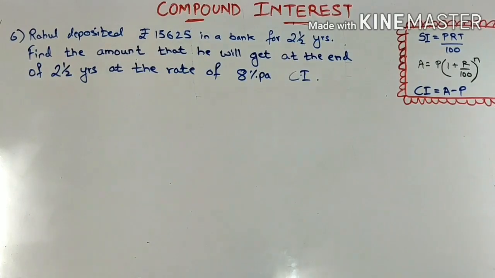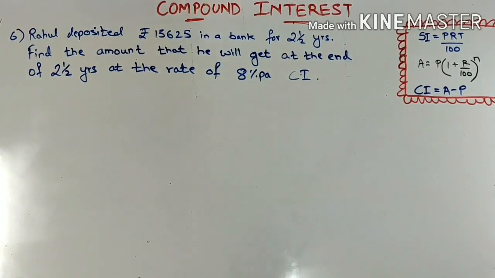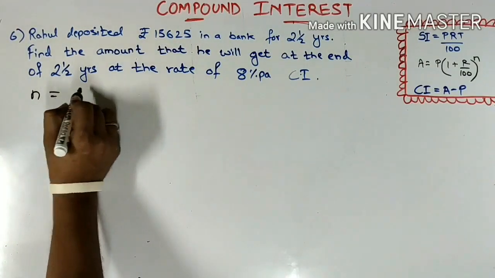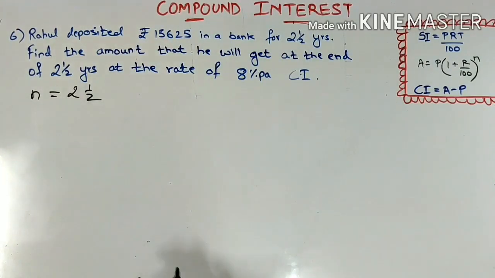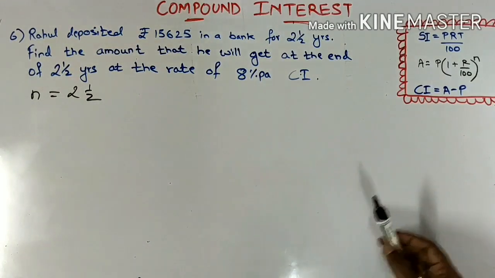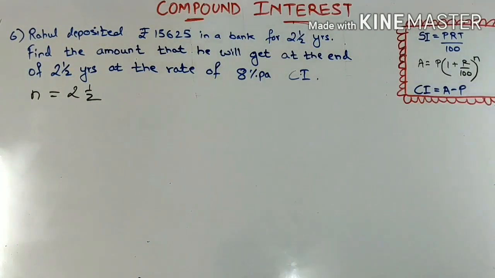Rahul deposited rupees 15,625 in a bank for 2.5 years. Find the amount that he will get at the end of 2.5 years at the rate of 8% per annum compound interest. Over here, the sum looks very simple. It looks normal, but over here there is one twist, and that is the number of years or the tenure, which is 2.5 years, and that has to be the power, and we cannot have the power as a fraction.